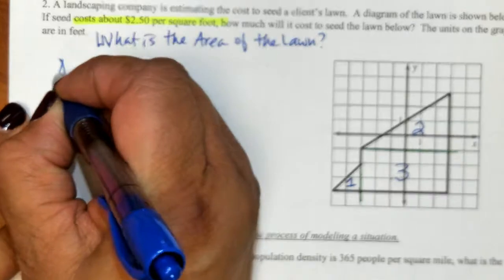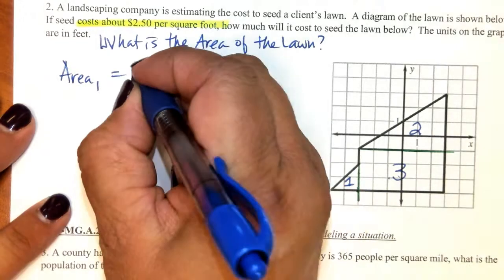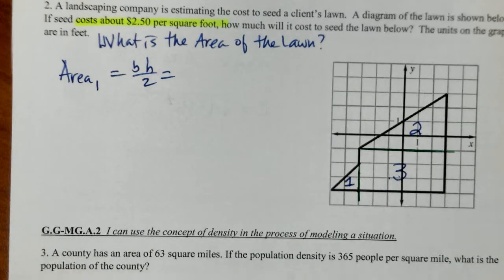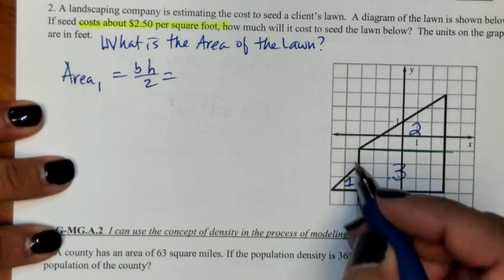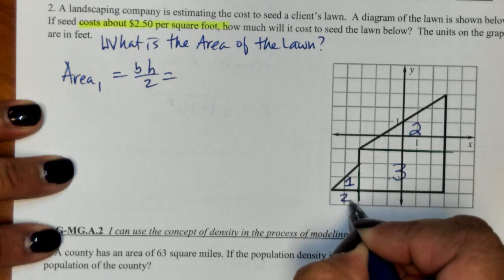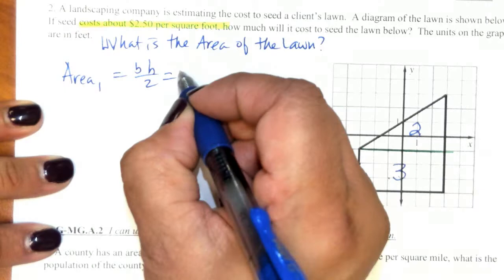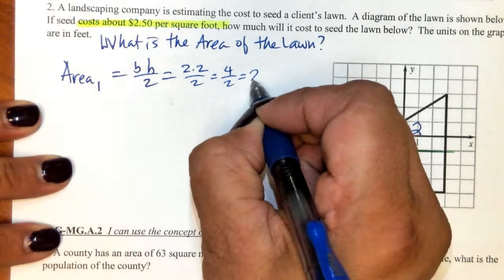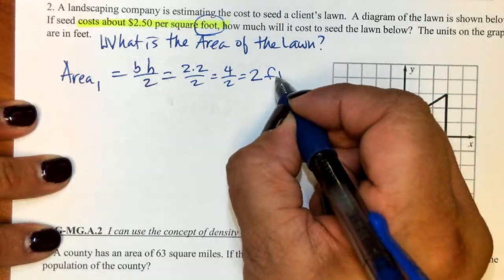An area of number 1 is a triangle, so I know I'm going to use base times height divided by 2. Okay, and base times height divided by 2. And he has a base of 2 here, if you're wondering where I'm getting that here, and then a height of 2. So we're going to put 2 times 2 divided by 2, which is 4 divided by 2, which is 2. And we're dealing with feet, so I'm going to put feet squared.